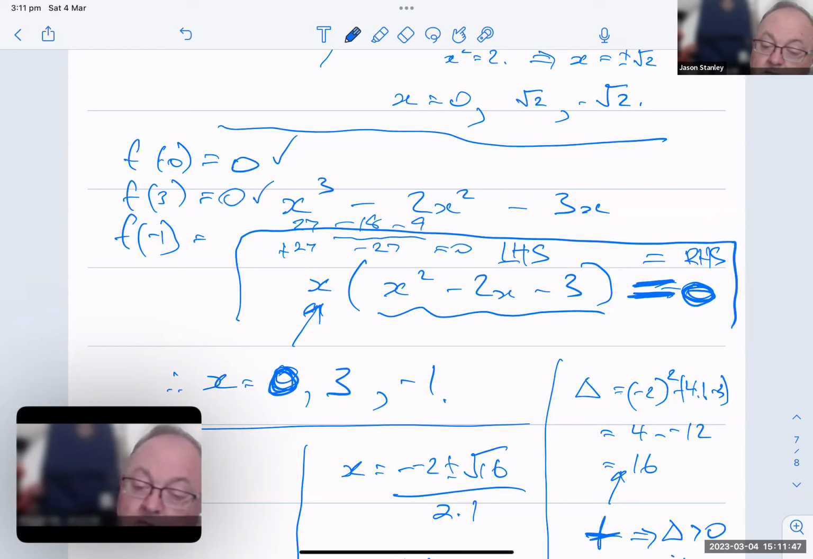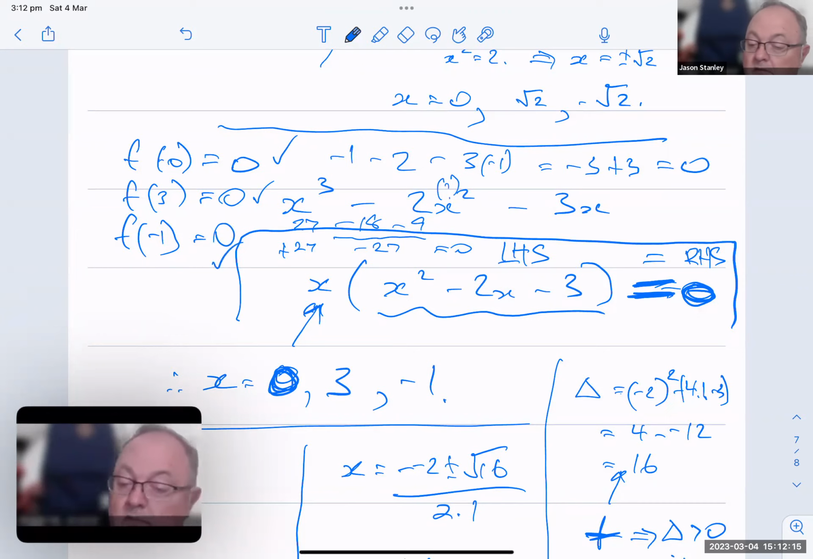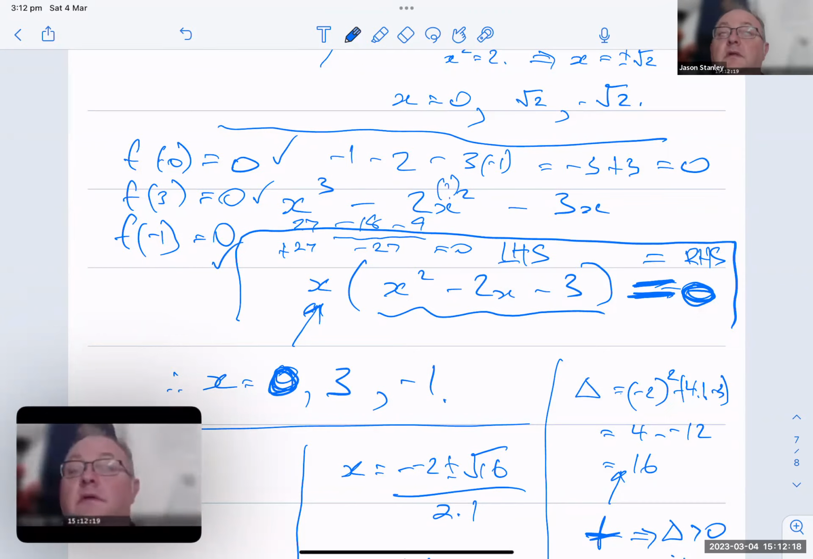So that works. Minus 1. Minus 1 cubed is minus 1. Minus 1 squared is a positive, so it's just minus 2 because 2 ones are 2. And minus 3 times minus 1. So minus 1 minus 2 is minus 3. Minus times a minus is a positive. So we get minus 3 plus 3, which is also 0. Tick. Right. So using your function notation, these are the valuable things.